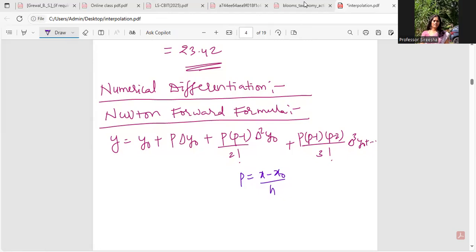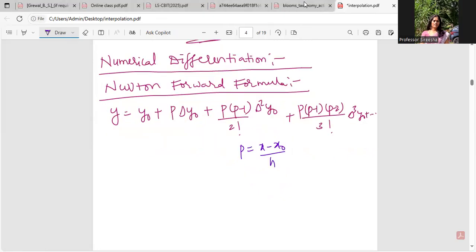Okay, now coming to the Newton forward formula. This is the Newton forward formula, as all of us know: y naught plus p into delta y naught and all those things, right? Where p is equal to (x minus x naught) by h for forward. So how do I do differentiation? dy by dx: I can clearly see y is in terms of p, so I'll rewrite it by the chain rule as dy by dp into dp by dx.